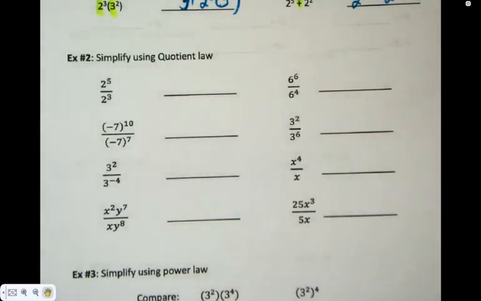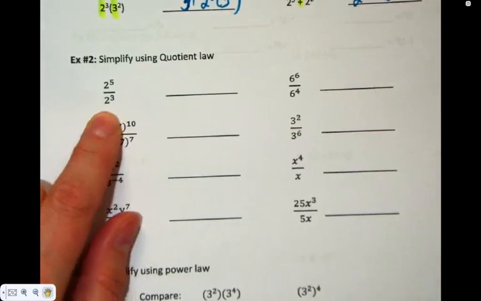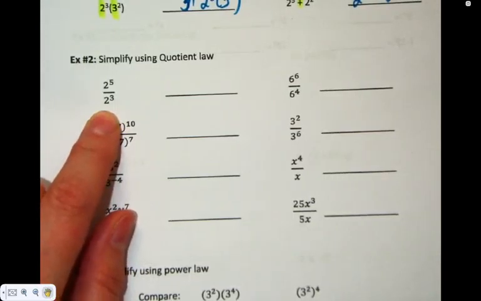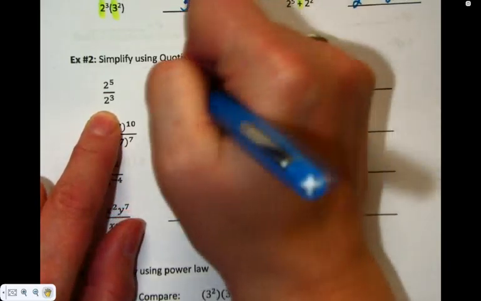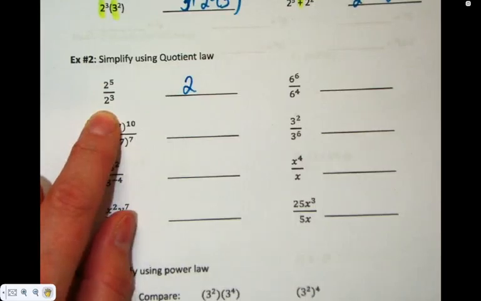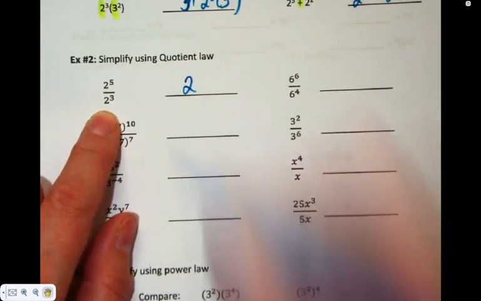Quotient law is one of the easiest to recognize because they always look like little fractions. And again, your brain's going to play tricks on you. What your brain is going to want to do here is divide the 2s. It's going to see 2 divided by 2, and it's going to want to put 1. But with quotient law, do we change the base? No. So I'm going to keep the base of 2. All I'm going to do is subtract the exponents. What's 5 minus 3?